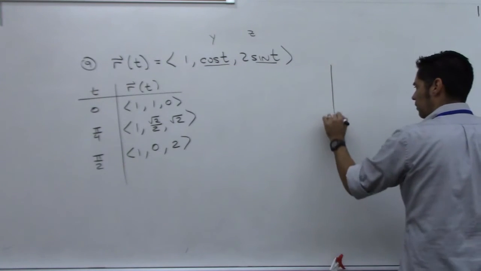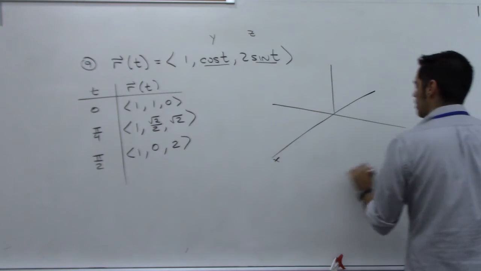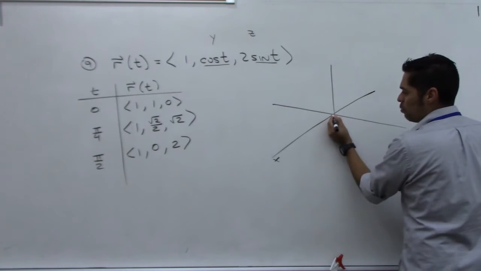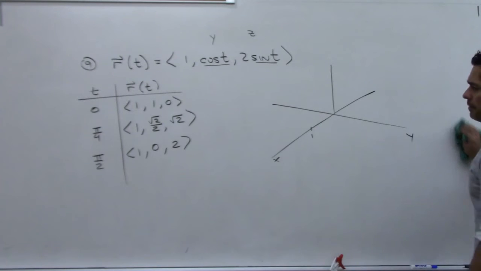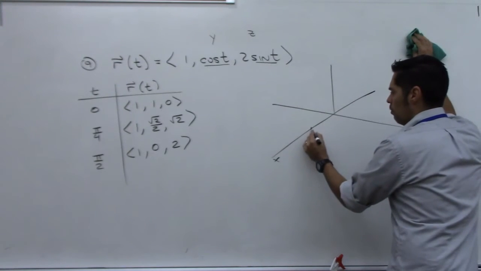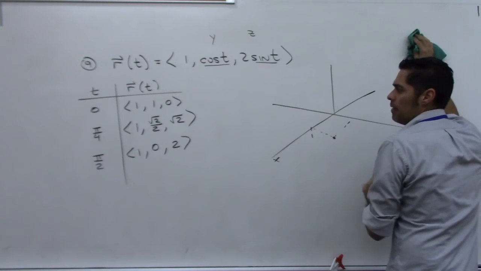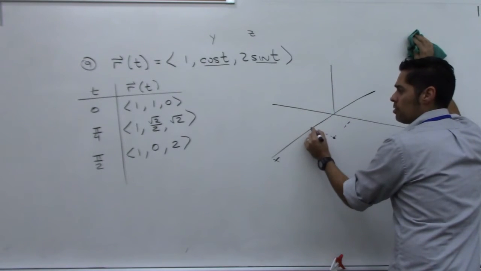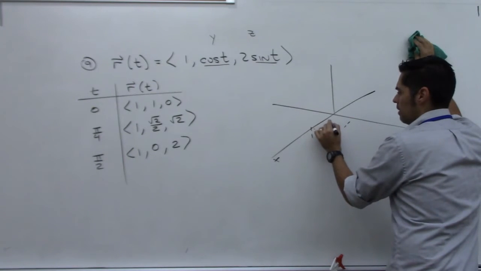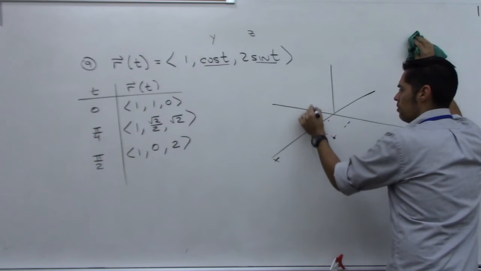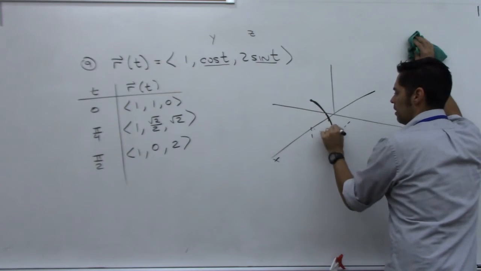So here's x, here's y. My x coordinate's always 1, so let's say this is 1. Let me draw a couple of these points. 1, 1, 0, which would be about here. And then 1, root 2 over 2, and up root 2, something like that. And then 1, 0, 2 would be up here. So this is what it's drawn so far, and it's going in this direction.